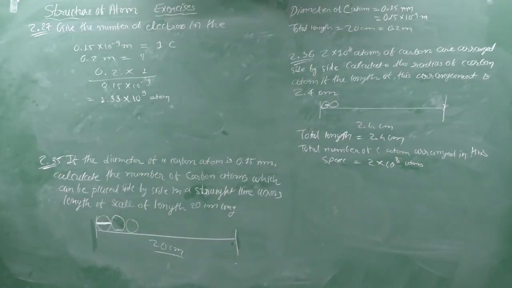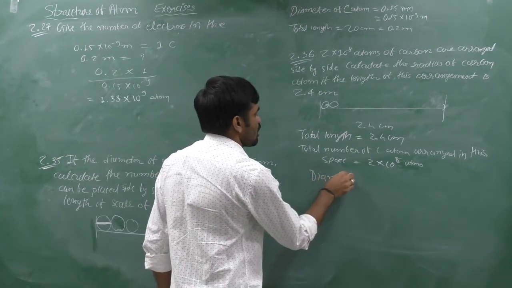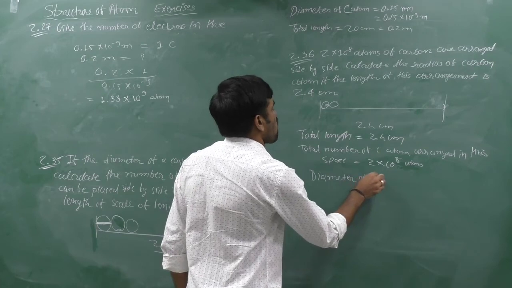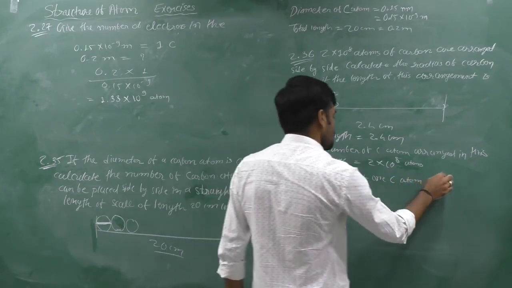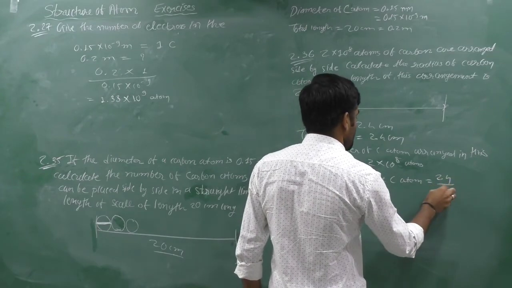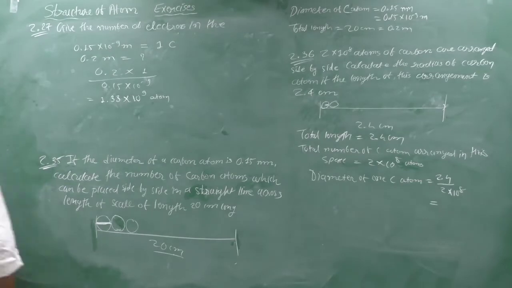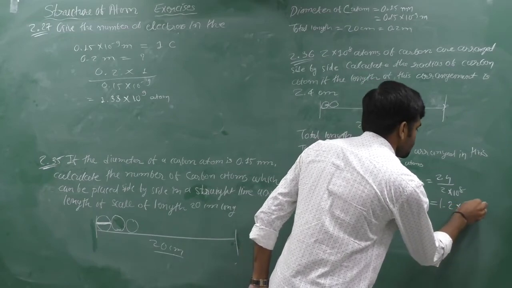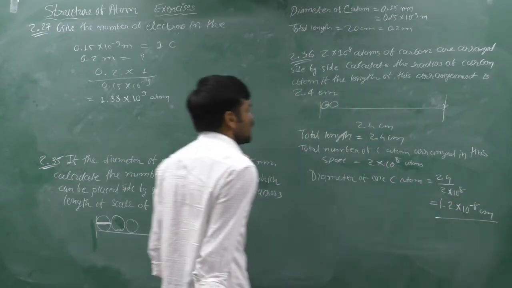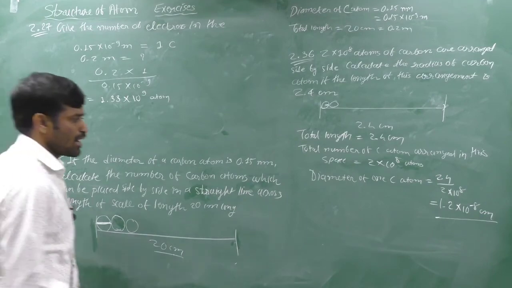Diameter of one carbon atom is equal to 2.4 by 2 into 10 raised to 8. Very simple. It is 1.2 into 10 raised to minus 8 centimeter. It is the diameter. Now you know that radius is equal to diameter by 2.